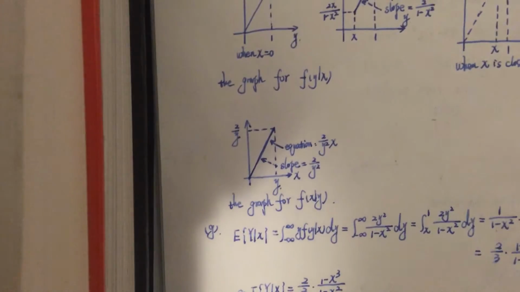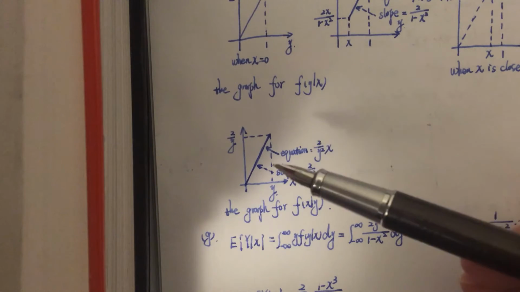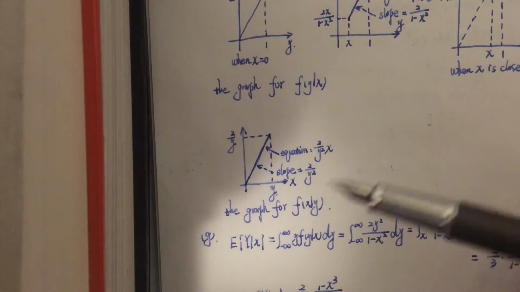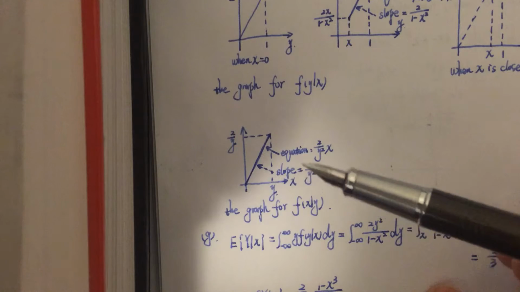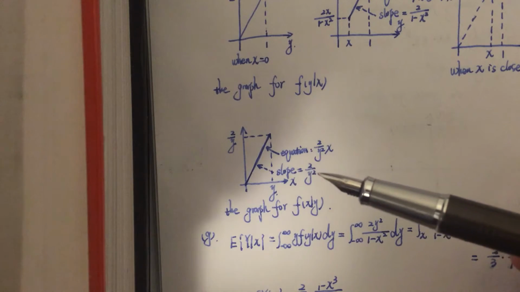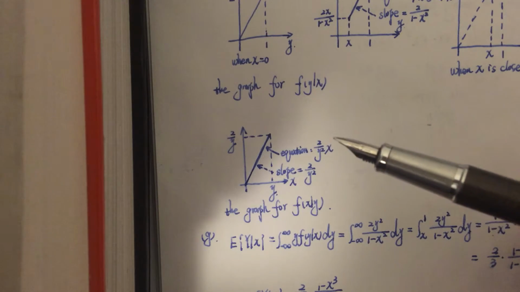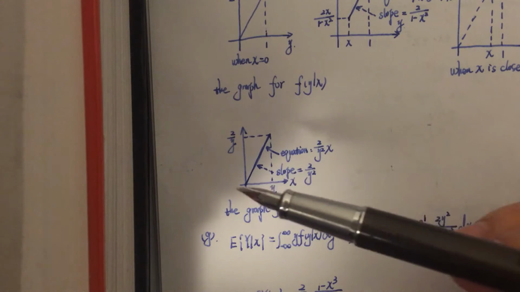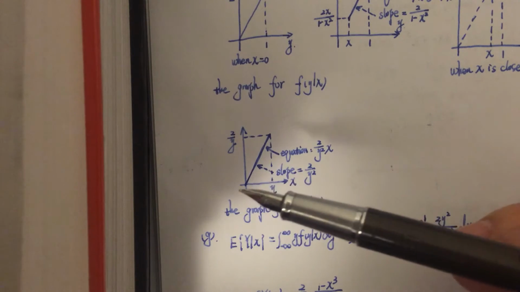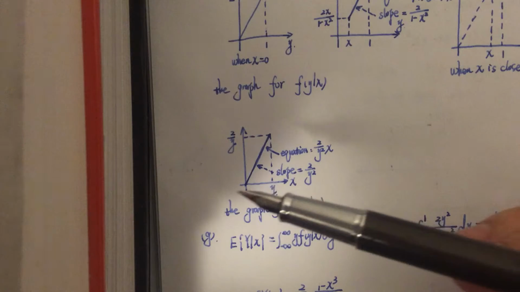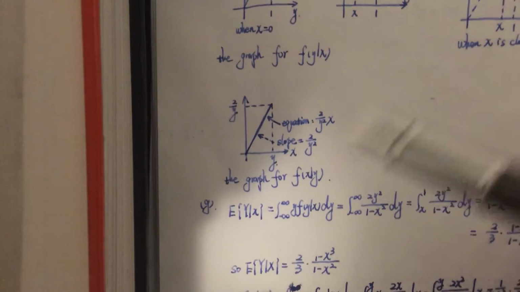Now let's sketch the graph for fX conditioned by y. The slope is equal to 2 over y squared, and this is the equation 2 over y squared times x, and x is larger than 0 and smaller than y. This is the value x can choose.